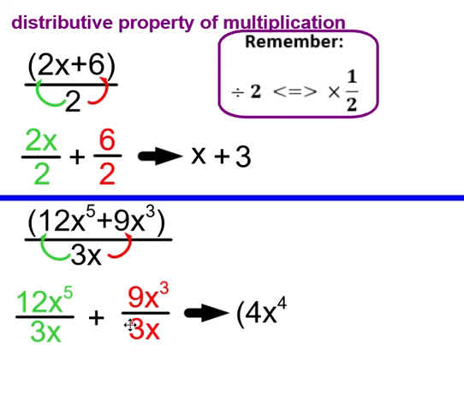And over here, we have 9 divided by 3 for 3, and then x cubed divided by x will leave us with x squared. So the second part of our answer will be 3x squared, for a total answer of 4x to the 4th plus 3x squared.